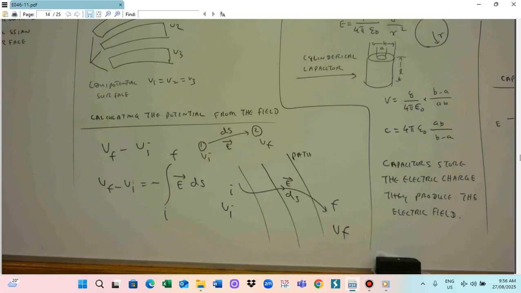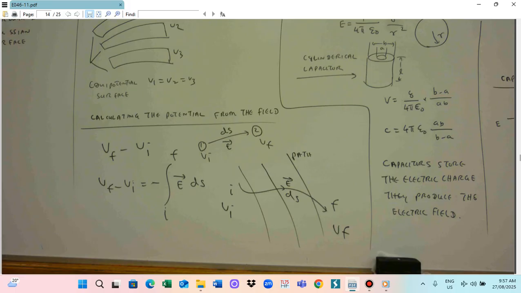The electric field E is moving across the distance dS. Therefore we can calculate Vf minus Vi. Vf minus Vi is equal to minus the integration from the initial potential to the final potential of E into dS. So Vf minus Vi is equal to minus the integration from i to f of E into dS. This is how we can calculate the potential. The potential difference is for the electric field path.